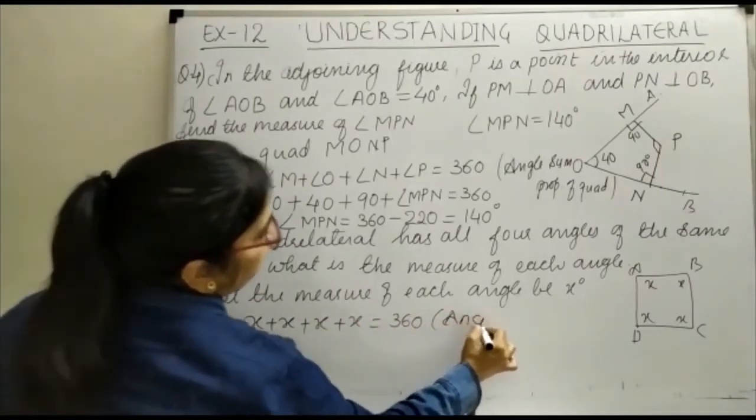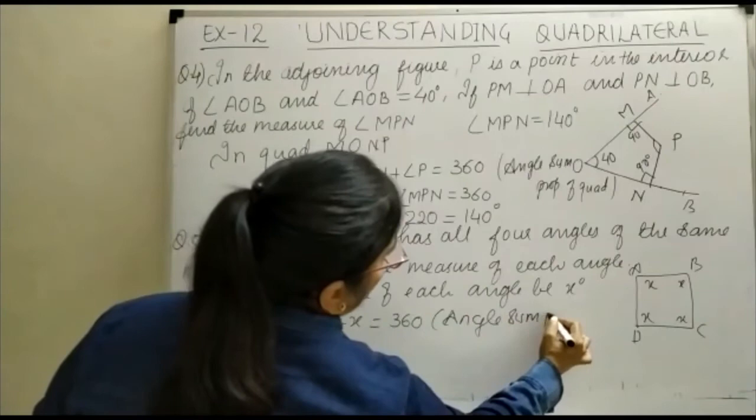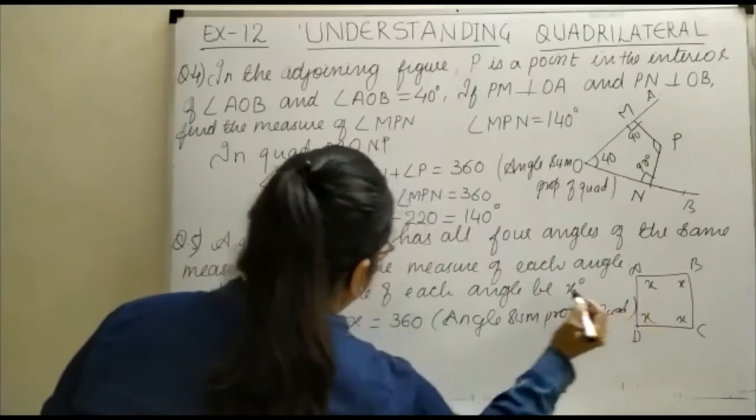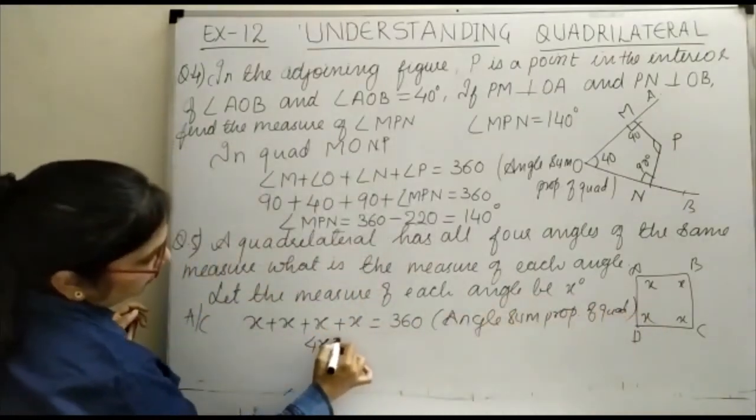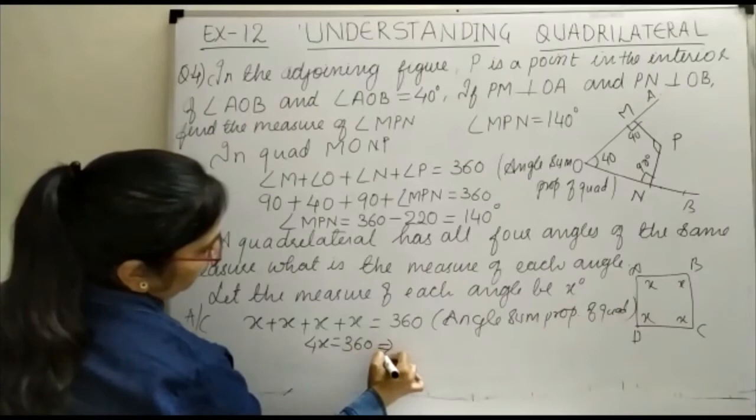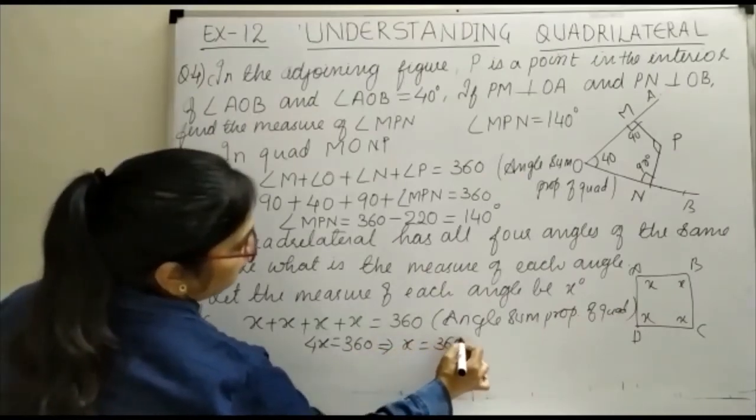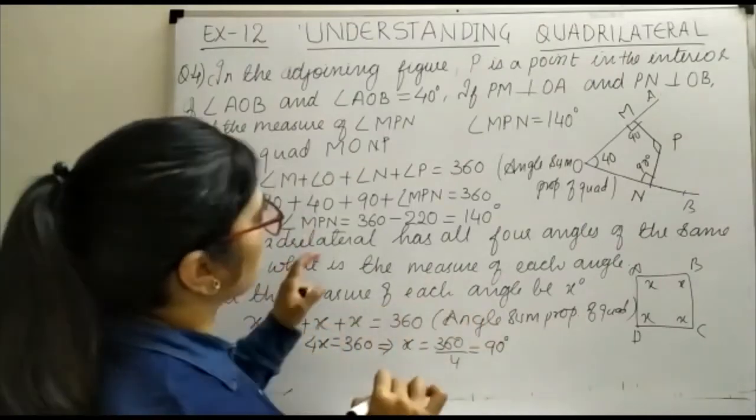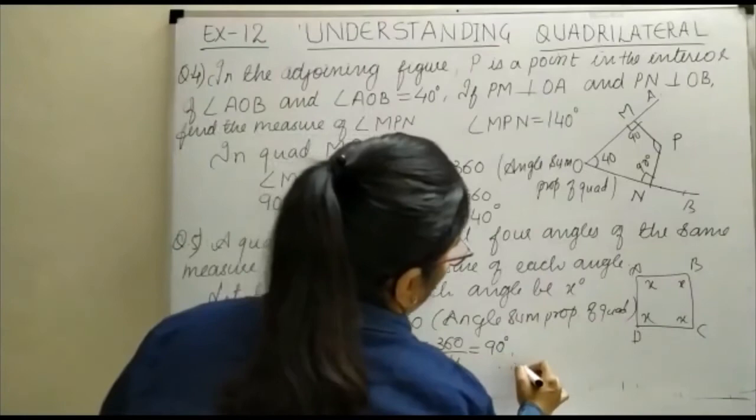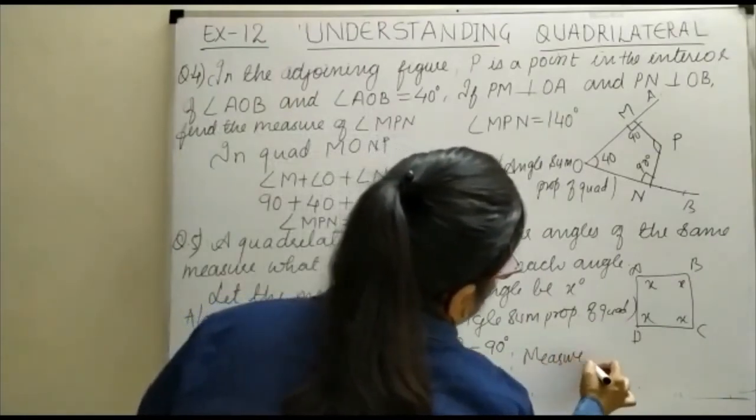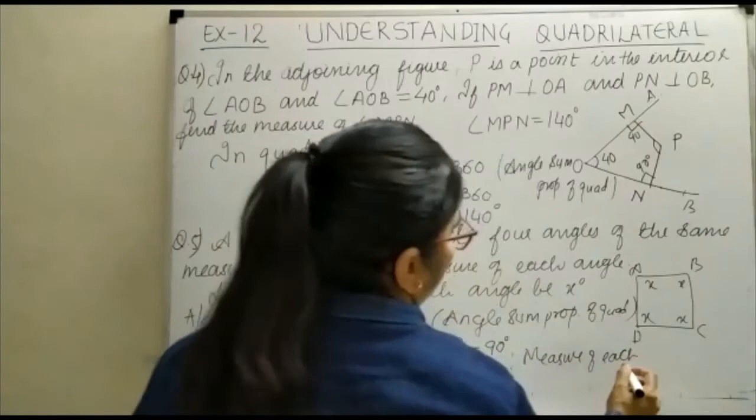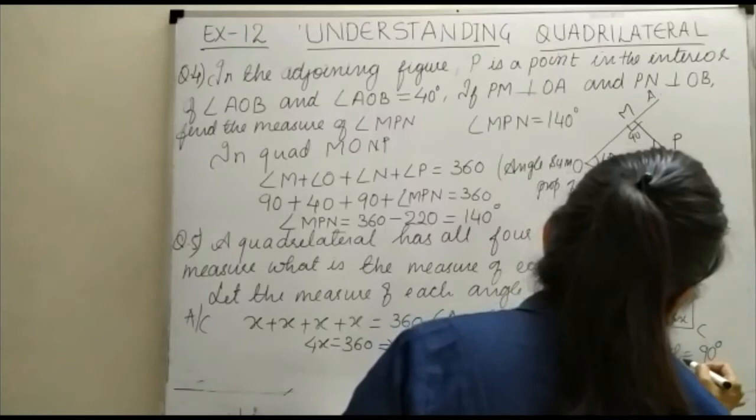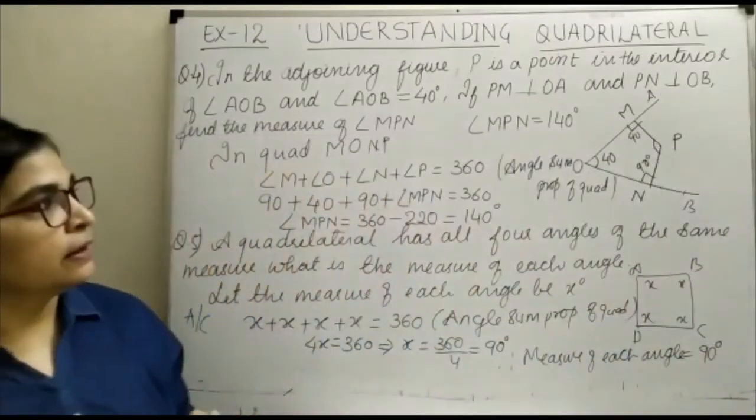Then according to the condition, x plus x plus x plus x is equal to 360. That is the angle sum property of quadrilateral. Now here, this is 4x is equal to 360, which implies x is equal to 360 divided by 4, that is 90 degrees. Okay, so what is asked here? What is the measure of each angle? Therefore, the measure of each angle is 90 degrees.